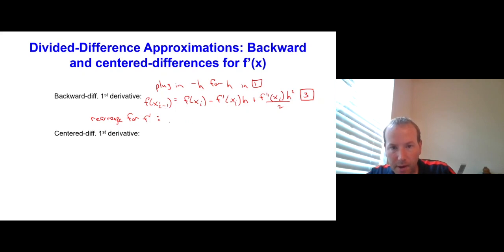And we get that f prime of xi equals f of xi minus f of xi minus 1, divided by h, and the error is on the order of h. So notice how this is very similar to the forward approach, but we're using x of i and x of i minus 1 rather than x i plus 1 and x i.